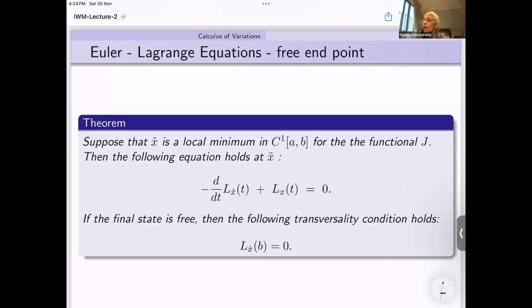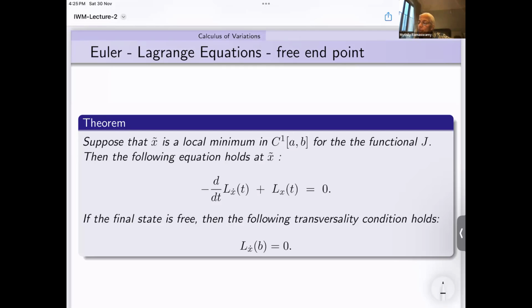Suppose x tilde is a local minimum in C1[A,B], in the space C1[A,B], for the functional J. Then the following equation holds at x tilde. Again, I get the same Euler-Lagrange equation, but in addition, if the final state is free... because if the final state is constrained, I get conditions at the two endpoints A and B for x tilde, which come from the constraint. Now I have removed one constraint at the endpoint B, so the final state is free. Then there is a transversality condition which you have to add.